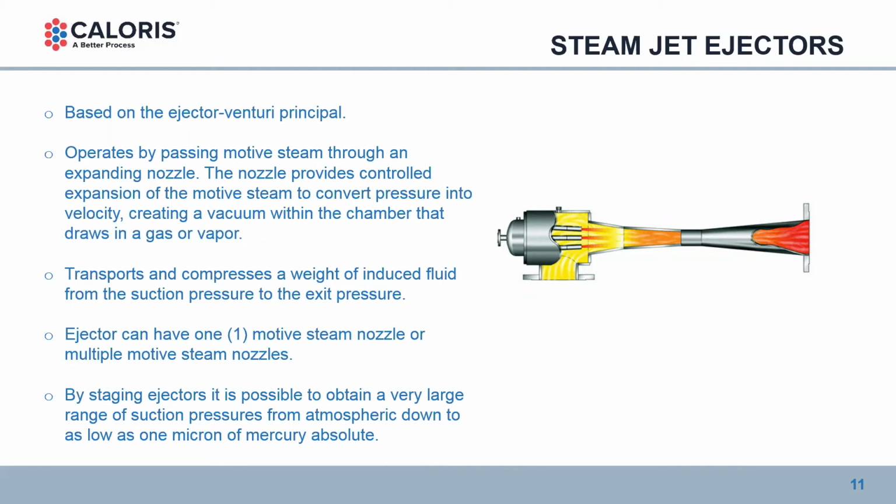And steam ejectors are used for a variety of sources. We use them in evaporators as well for certain applications to pull vacuum. And if you stage steam ejectors in series, you can pull very deep vacuum, much deeper than you could with a liquid ring vacuum pump or some other device, and as low as 1 micron of mercury absolute.